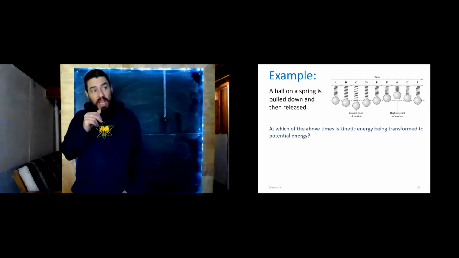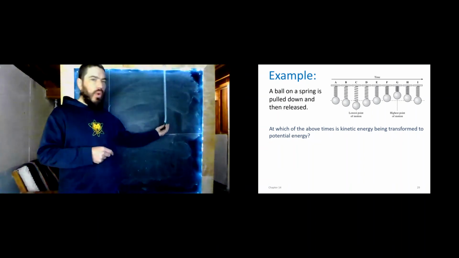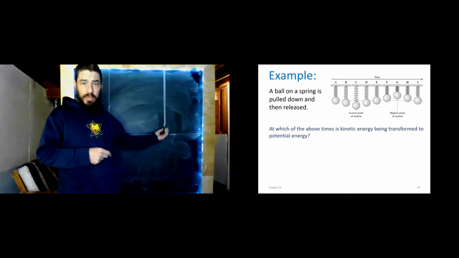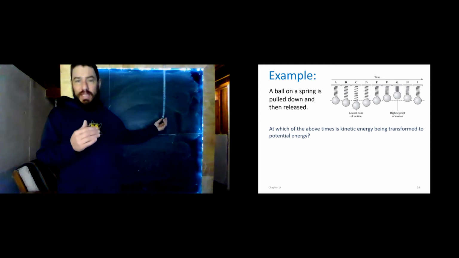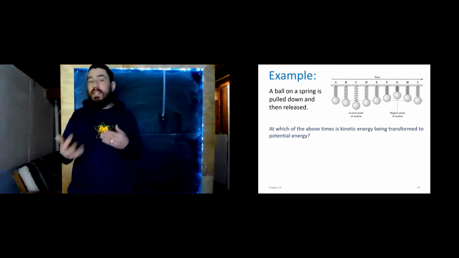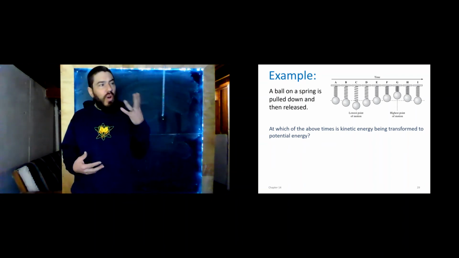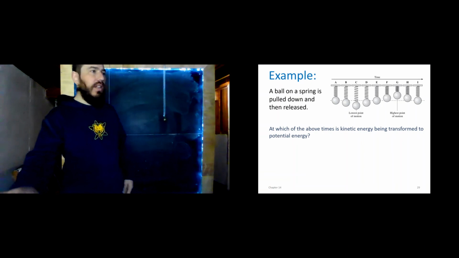Okay, so if kinetic energy is being transformed into potential energy, we must be moving away from the equilibrium position, and the object must be slowing down. If it's slowing down, its kinetic energy is decreasing. Where is that energy going? It must be going into potential energy. So where in this picture is the object slowing down?